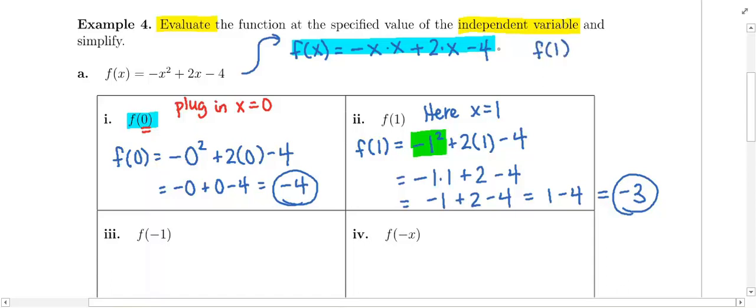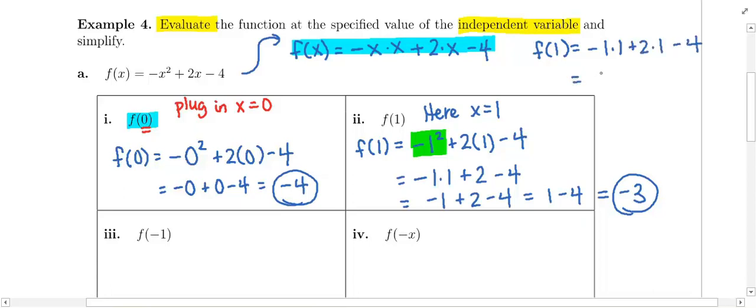So if I use this blue statement now, f of 1 would be negative, and then plug in 1 for x, the negative stays out front. You'd have 1 times 1, plus 2 times 1, minus 4.